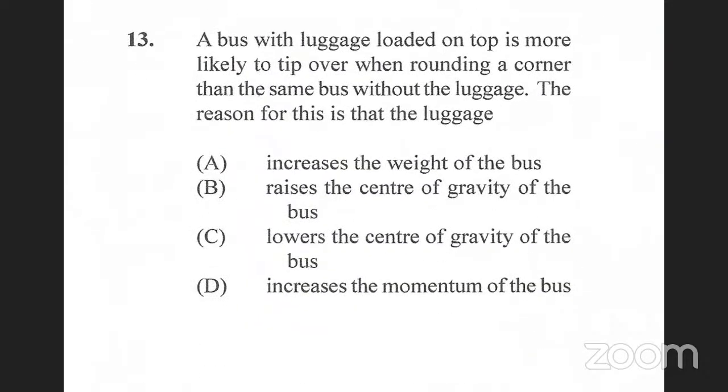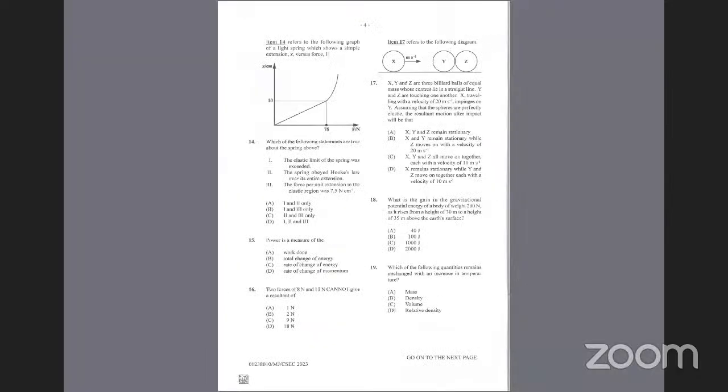13, a bus with luggage. A bus with luggage loaded on top is more likely to topple over when rounding a corner than the bus without luggage, right? Because the luggage raises the center of gravity. Okay, so it's less stable, right? Remember stability.